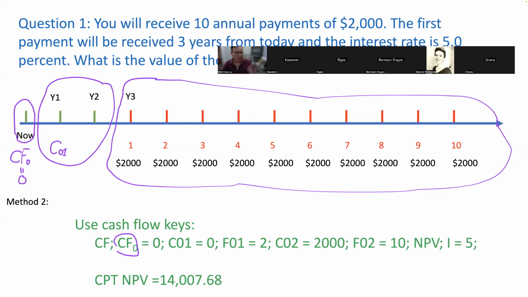Now let's do this together. You turn it on. First you press the CF button. CF means cash flow. Now CF0 is the cash flow for today. In this case, there's no cash flow. The earliest cash flow is 3 years from now, so for today there's no cash flow. So you press 0, and then press the enter button, the second button from the left on the top row. Press 0 and then press enter. Are you with me?